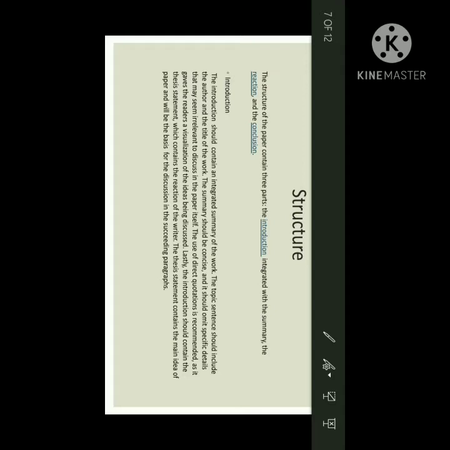The summary should be concise and it should omit specific details that may be irrelevant to discuss in the paper itself. The use of direct quotation is recommended as it gives the reader a visualization of the ideas being discussed. Lastly, the introduction should contain the thesis statement, which contains the reaction of the writer. The thesis statement contains the main idea of the paper and will be the basis for the discussion in the succeeding paragraphs.